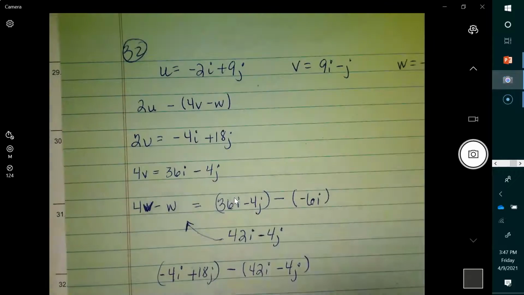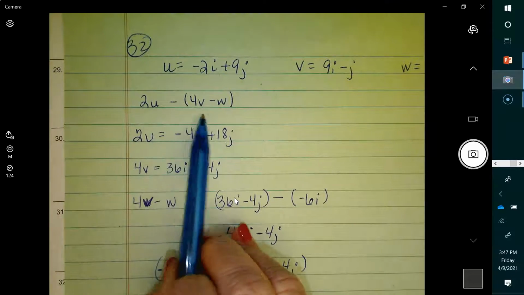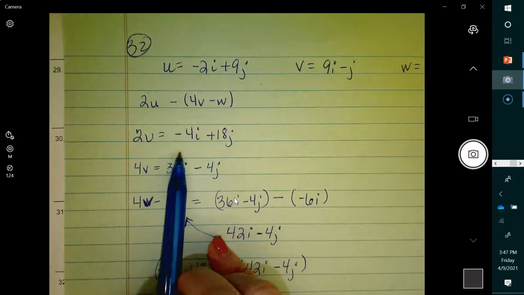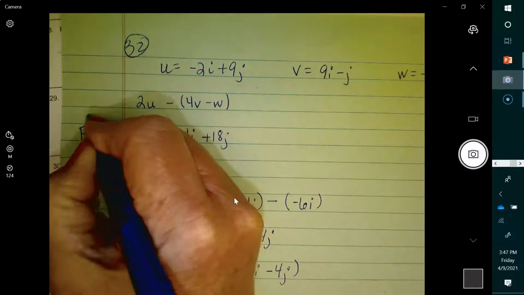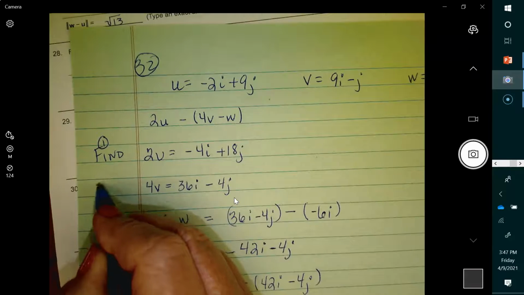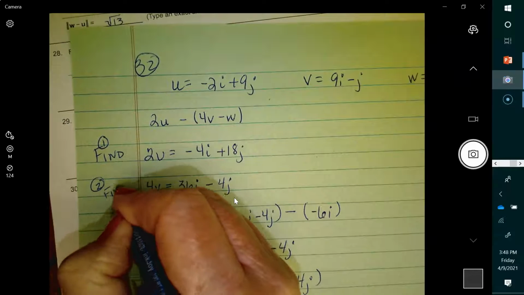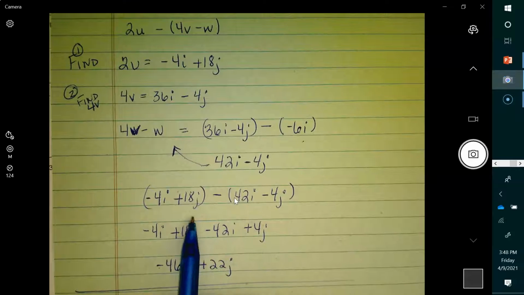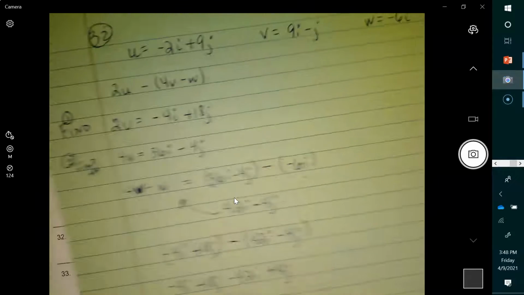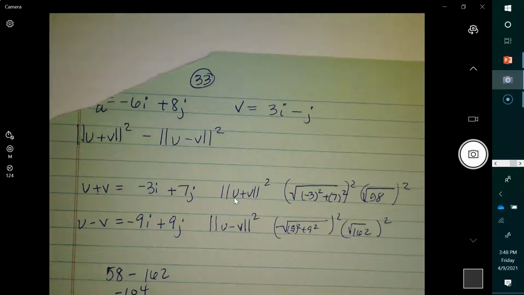32, u and v and w. And basically, you just have to take your time. The first thing we need to do here is find 2u. So I'll do that. And the second thing I need to do is find 4v. And then 4v minus w. And then I subtract that from the u. So you just take your time working through those problems. 33 is worked out here.